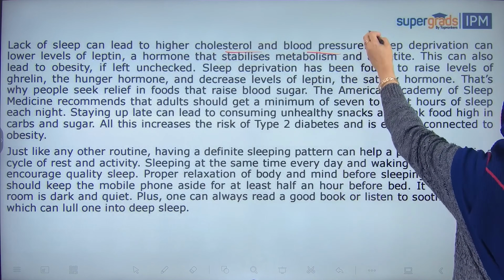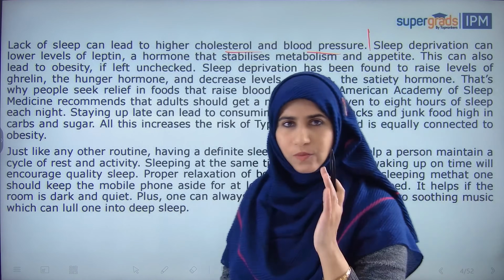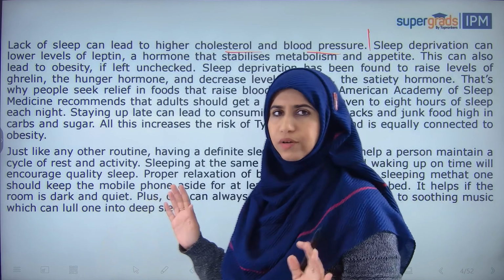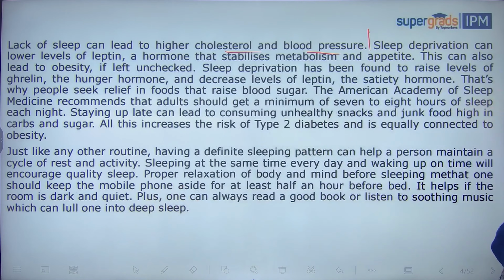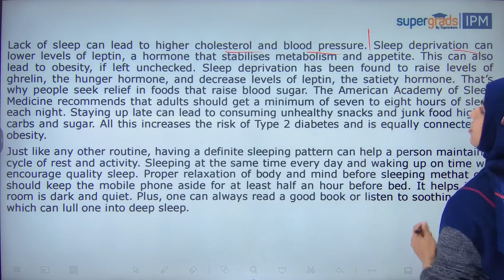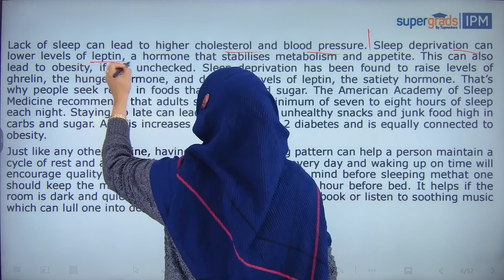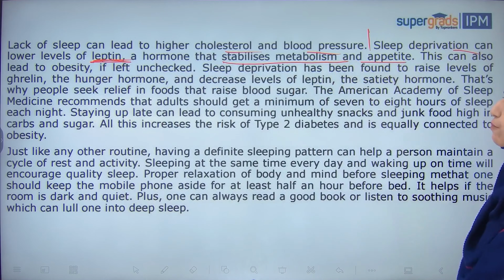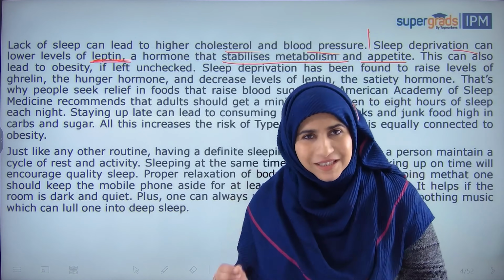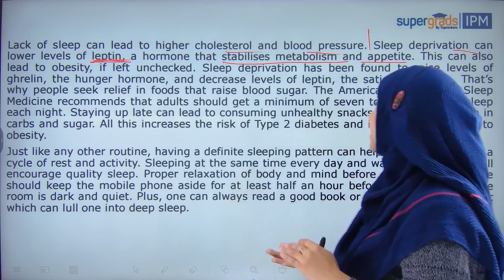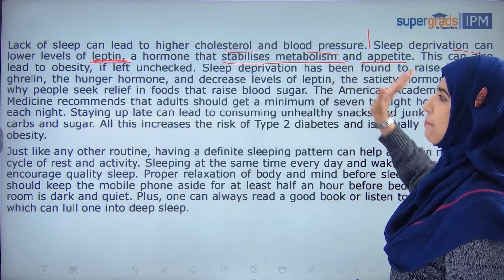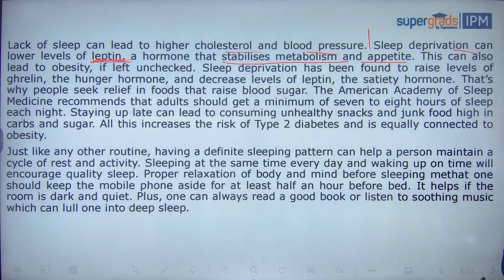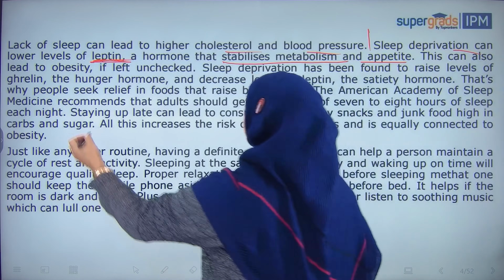And now there is some science coming in. So here onwards, it's important. The second paragraph was too detailed and very general. We have already understood that. Here it says that sleep deprivation can lower levels of leptin, a hormone that stabilizes metabolism and appetite. This is important. So there is a hormone leptin which stabilizes your metabolism and appetite, and when you're sleep deprived, it gets affected. This can also lead to obesity.